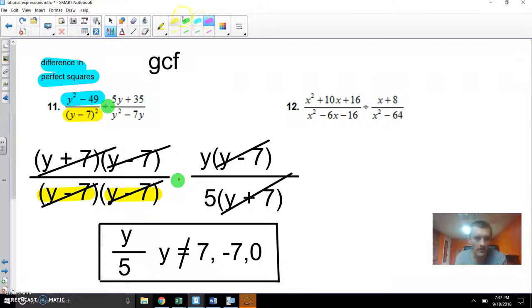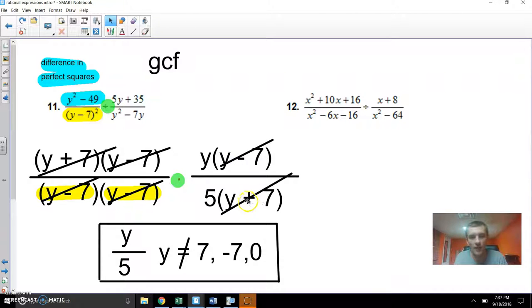Let's look to see what cancels. So I'll kind of show you what I did to cancel that. I have a y minus 7 that cancels with y minus 7, and I also have one here that goes with this one. You have a y plus 7 that cancels with y plus 7, and so all you're really left with is this y in front and this 5 in front, and that's what your final answer is, y divided by 5.